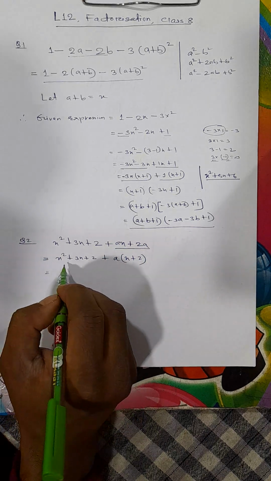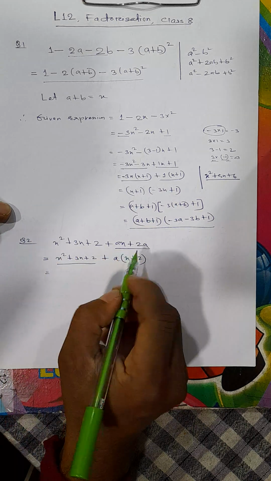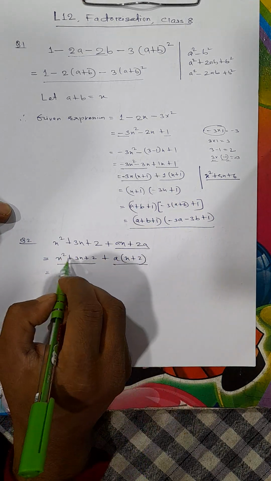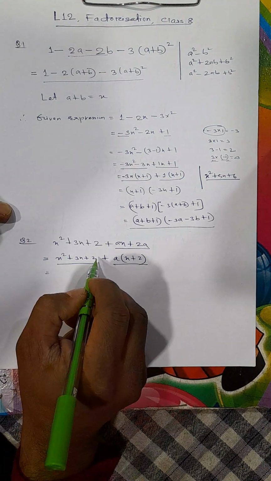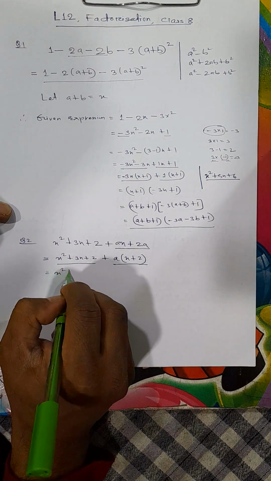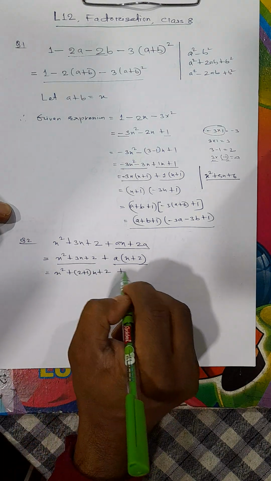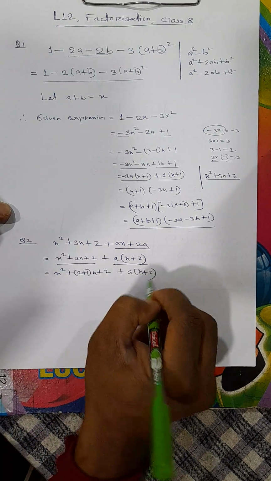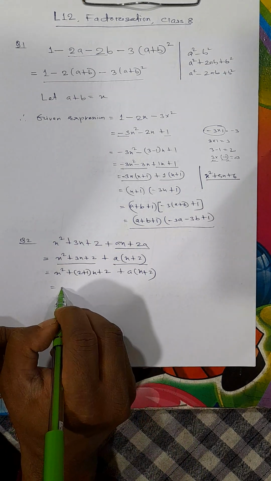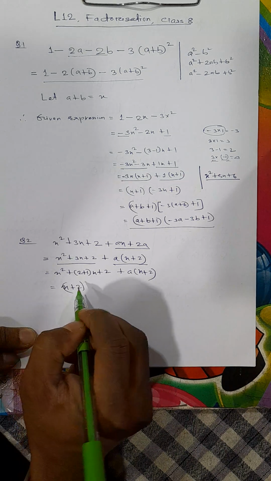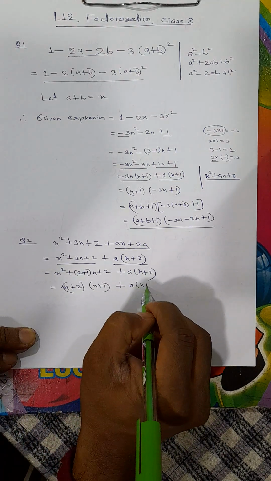Now let us try to factorize this term so that we get a common factor between these two parts, right? So if you do middle term splitting here, the factors of 2 are 2 and 1: 2 plus 1 equals 3. So the middle term can be written as (2 plus 1)x. Then x plus 2 multiplied by x plus 1 plus a multiplied by x plus 2.